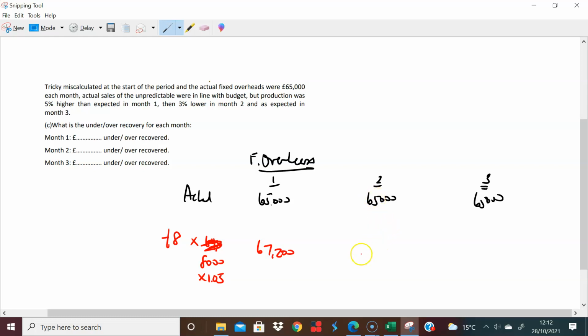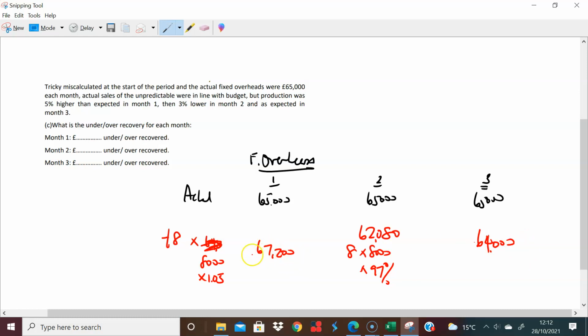Let's look at the situation here. You've put 8 times 8,000 times, it says it was 3% lower in month 2. So you're only really putting in 97% of that. It's 3% less, which is 97% of that. So 8 times 8,000 times 0.97 takes you to 62,080. So you've put in so far 62,080. And when we look at here, it tells us it was as expected, and so that was 64,000. That was the plan.